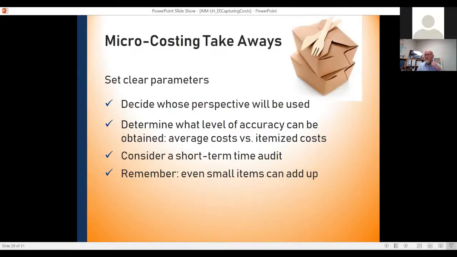Consider doing a short-term audit. Audit sounds scary, but it could be just somebody keeping track for a week or a month. How much time are they spending on our project versus time spent on other projects? So we can come up with a rough estimate of what percent of FTE should be counted. And then remember, even small items can add up if we use a lot of them over time.